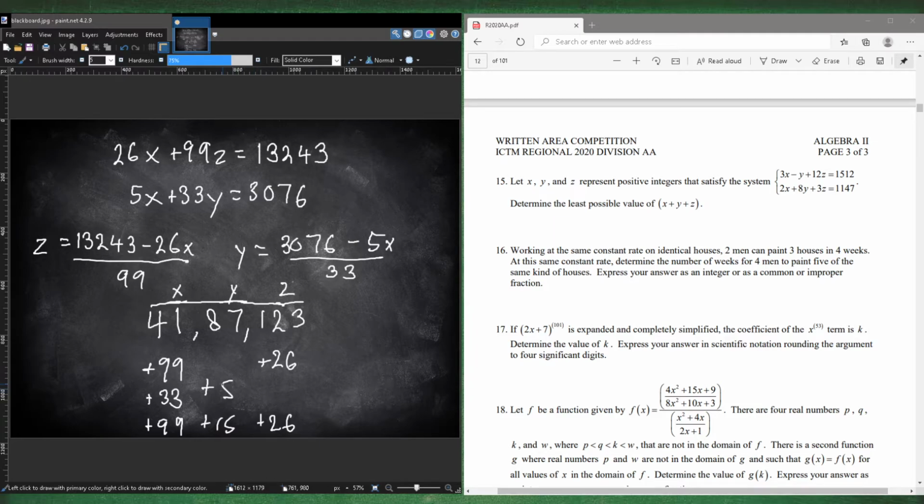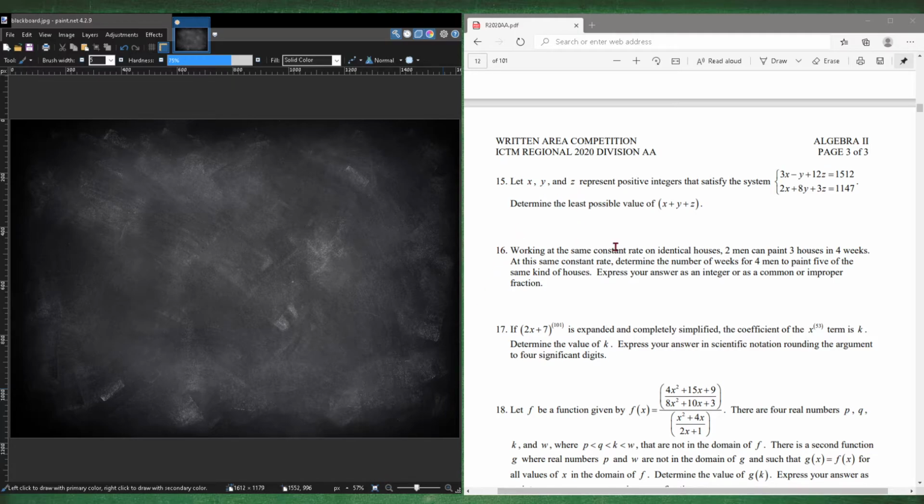But what you notice after this is that since these numbers are all positive, you're getting a sum that's bigger and bigger. So the smallest possible is going to be your first pair. And that's all you have to add up together. So 41 plus 87 plus 123, and that is 251. And that's your answer for number 15. So this is just a lot of plugging into your calculator.